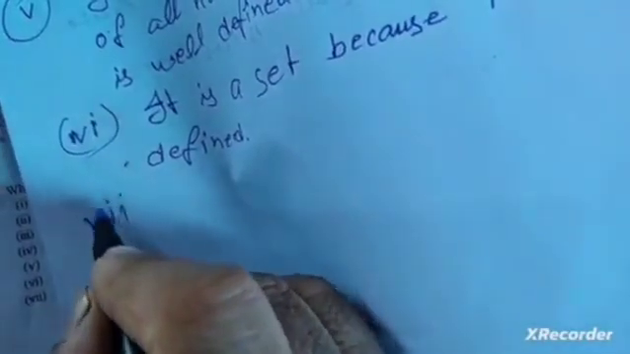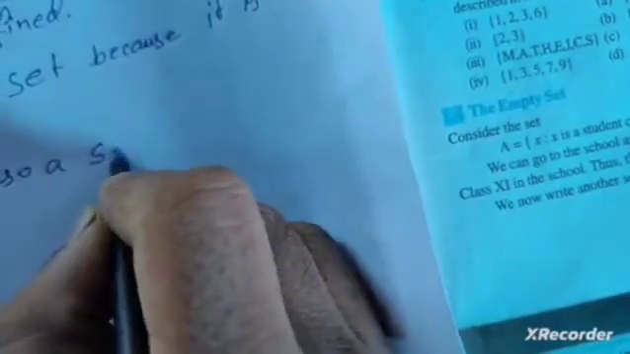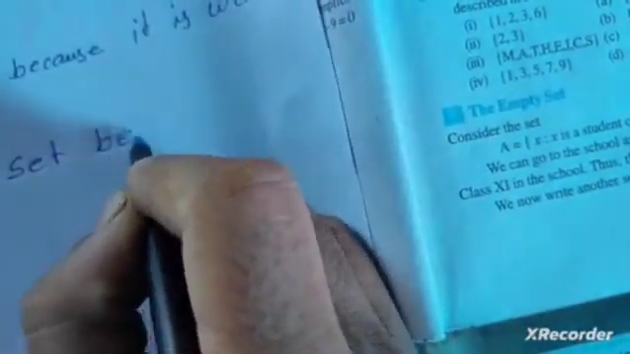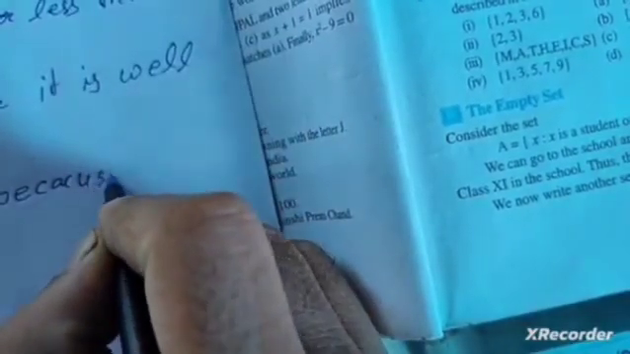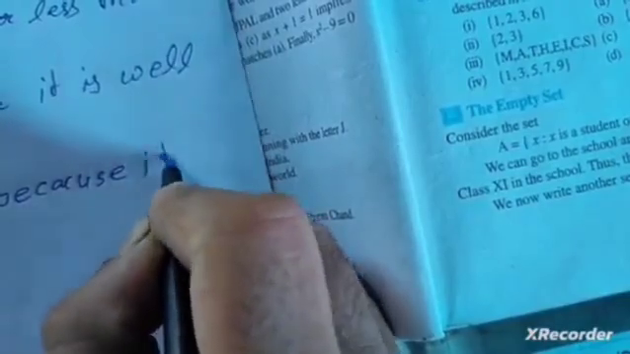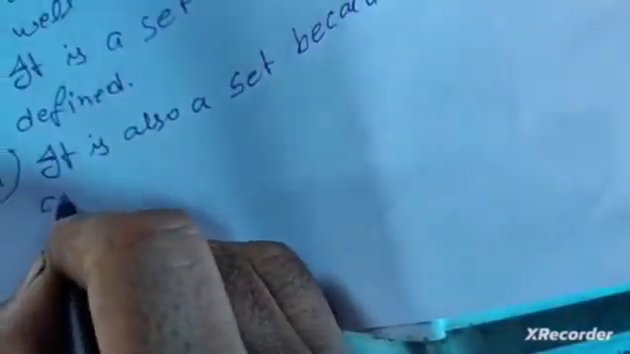The next is 7. The collection of all even integers. It is also a set because it can be determined.